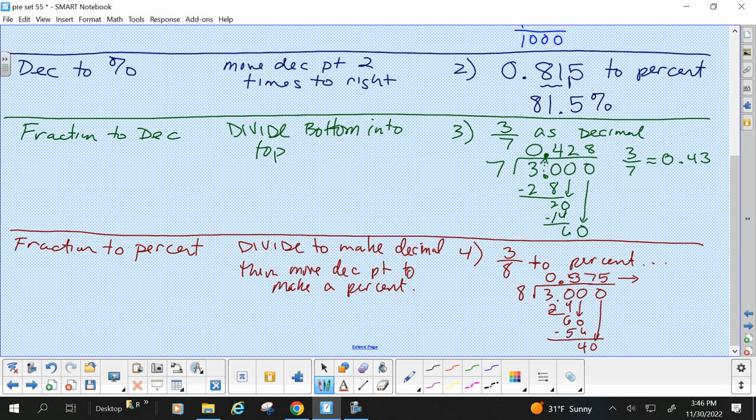Now I'm going to move the decimal point to make it a percent. If I move the decimal twice, then it's 37.5%. You follow?